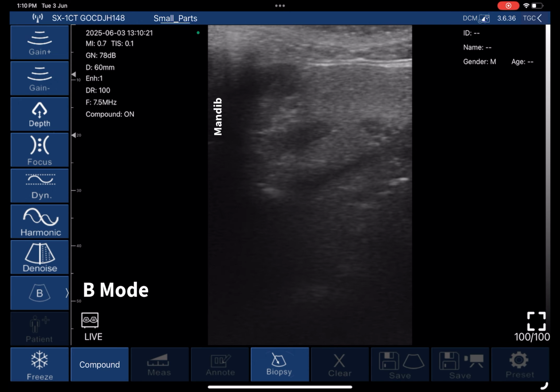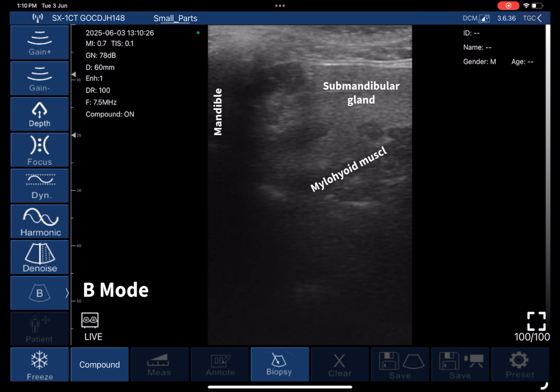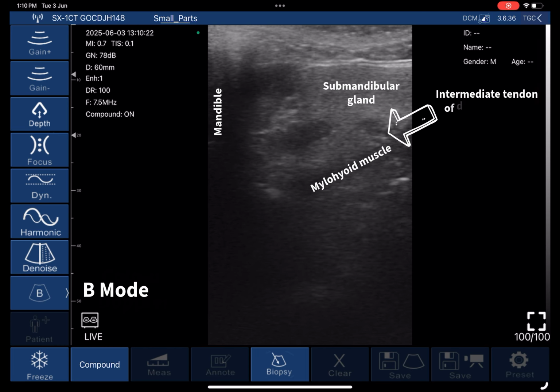On B-mode imaging, we identify the mandible and the adjacent submandibular gland. Deep to these lie the mylohyoid muscle and the intermediate tendon of the digastric muscle.